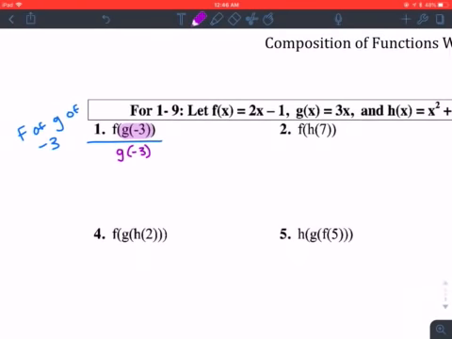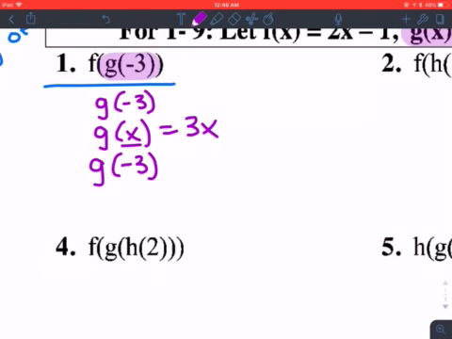Now g of x is given to us as g of x equals 3x. So if g of x equals 3x, and I'm looking for g of negative 3, notice I'm replacing my x with a negative 3, so I'm going to do the same thing over here on this side. It's being multiplied, so I get a negative 9 over here. So g of negative 3 equals negative 9. So I'm halfway done.